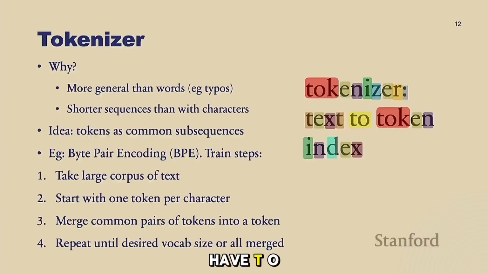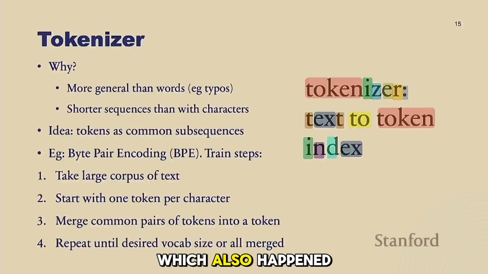So now you have TOK, which happens 3 times, TOKE, which happens 2 times, and token, which happens twice, and then EX, which also happened twice. So if you were to train a tokenizer on this corpus of text, which is very small, that's how you would finish with a trained tokenizer.